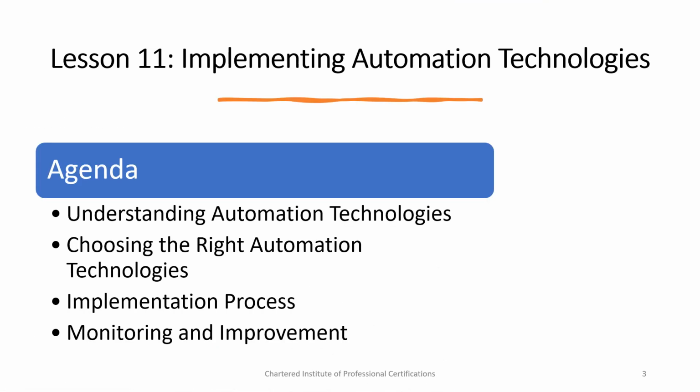By the end of this lesson, participants will have a comprehensive understanding of how to implement automation technologies in the supply chain and will be aware of the benefits and challenges associated with supply chain automation. Our agenda for the course will be to look at understanding automation technologies, choosing the right automation technologies, the implementation process, and finally monitoring and improvement.